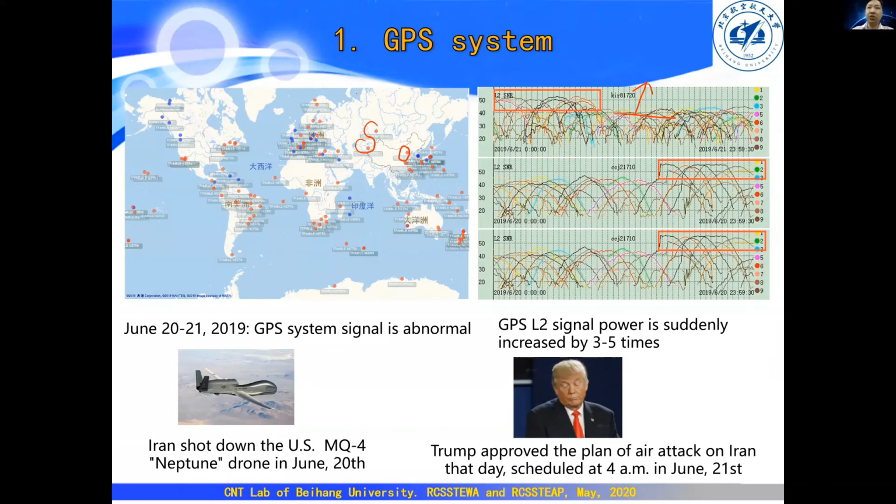But before he withdrew the order, the GPS was making preparation for the attack, so the signal power greatly increased. For preparation, you need to tell the satellite to prepare, so the signal power suddenly increased. And not only in Iran, similar things happened in Syria. I think maybe the friends from Syria know it. The GPS signal also increased before the air attack.